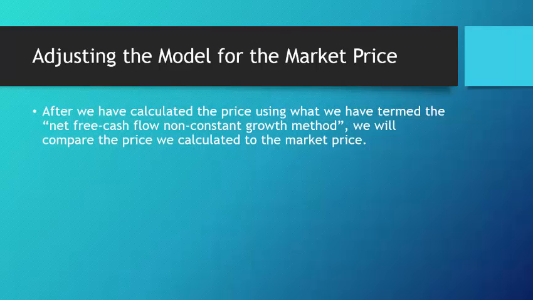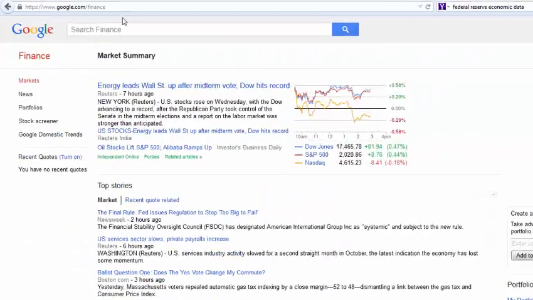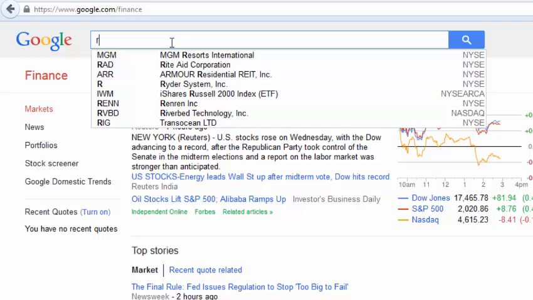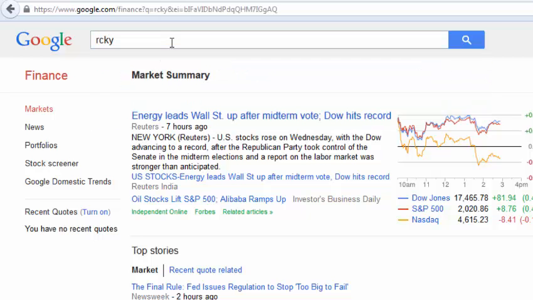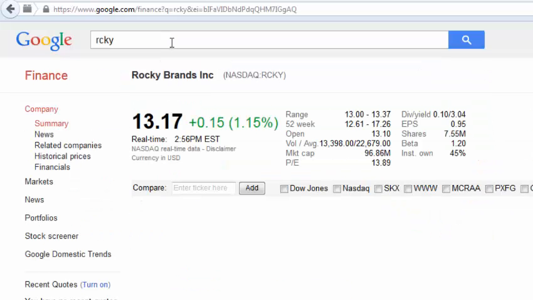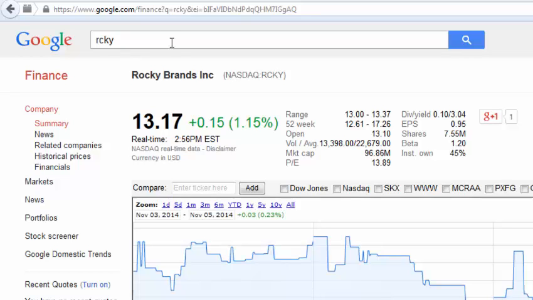And just so you know how we do that, I would go to Google Finance and type in your ticker symbol, and in my case it's $13.17, which is a far cry from 46. So I need to go back and do some heavy readjusting.